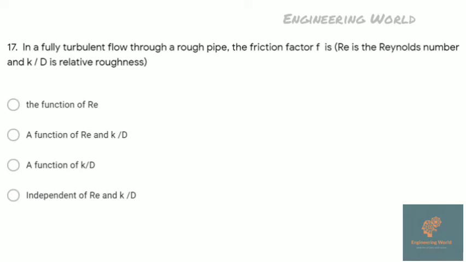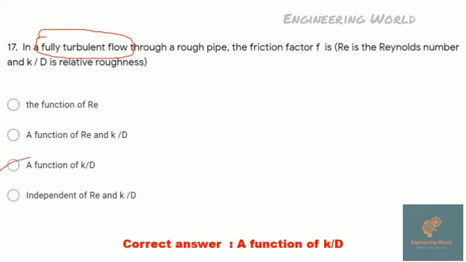In a fully turbulent flow through a pipe, the friction factor f is, given that it is a fully turbulent flow. So for this, friction factor f is a function of relative roughness value. So the correct one is function of k by D, that is relative roughness value.